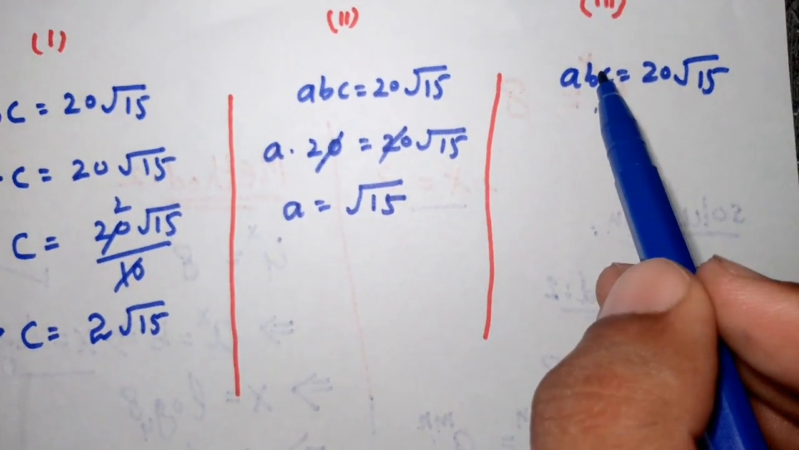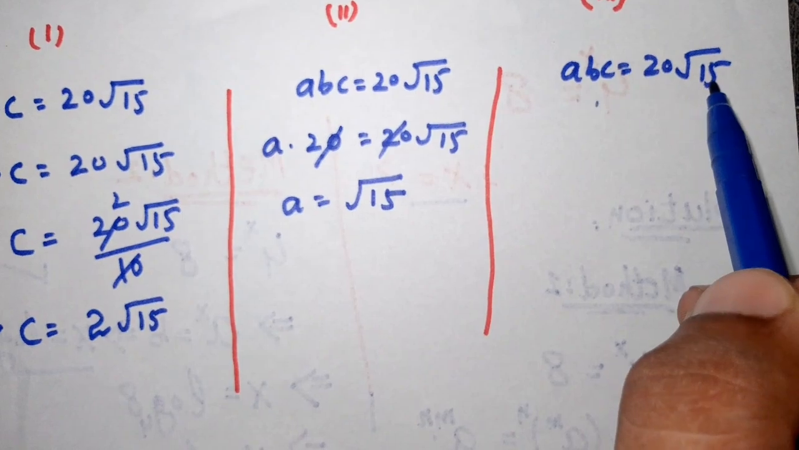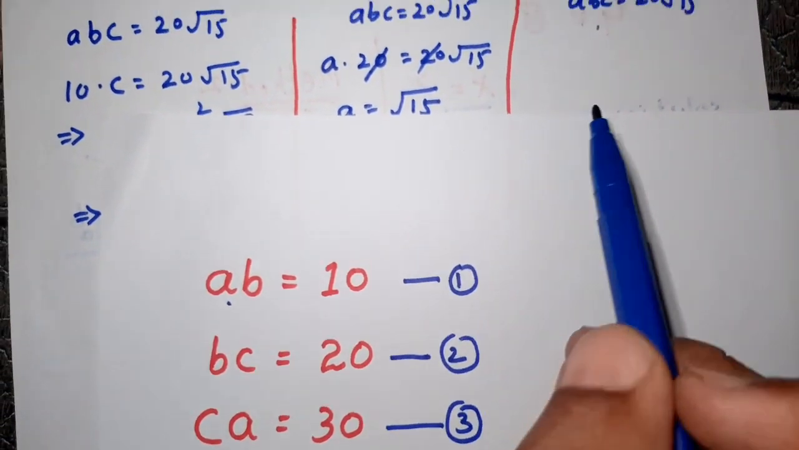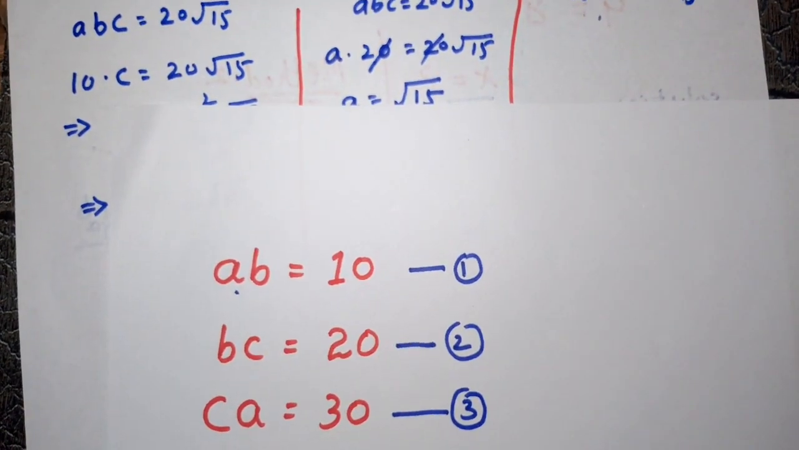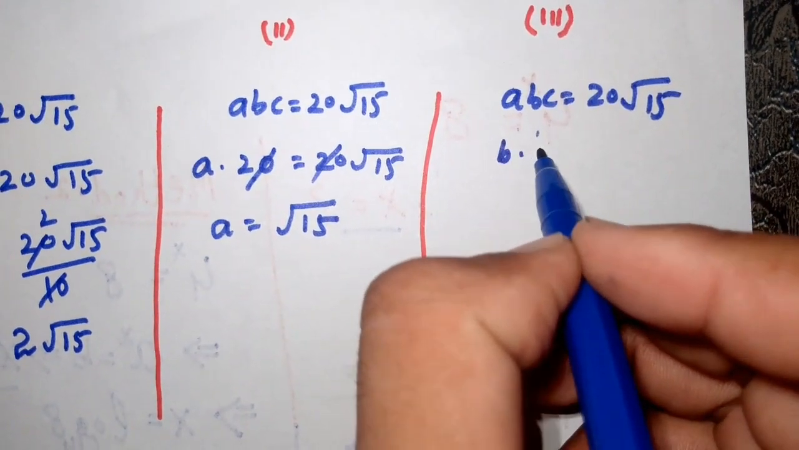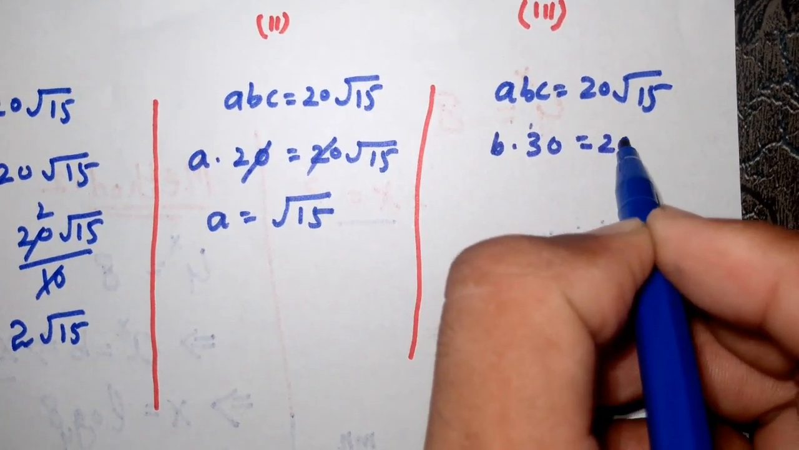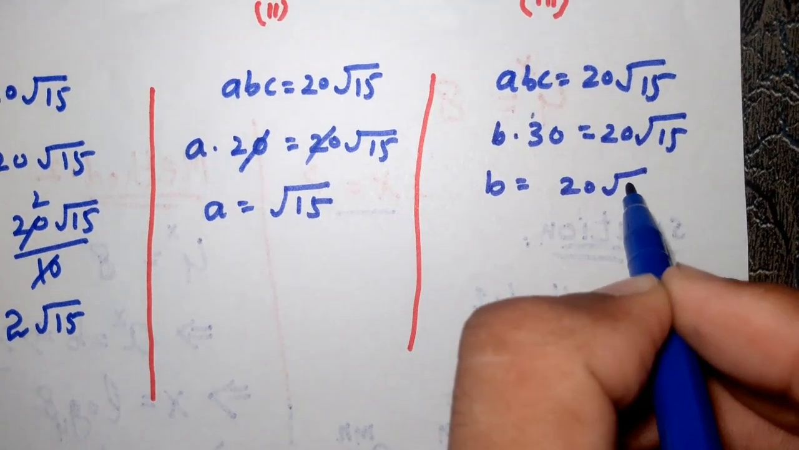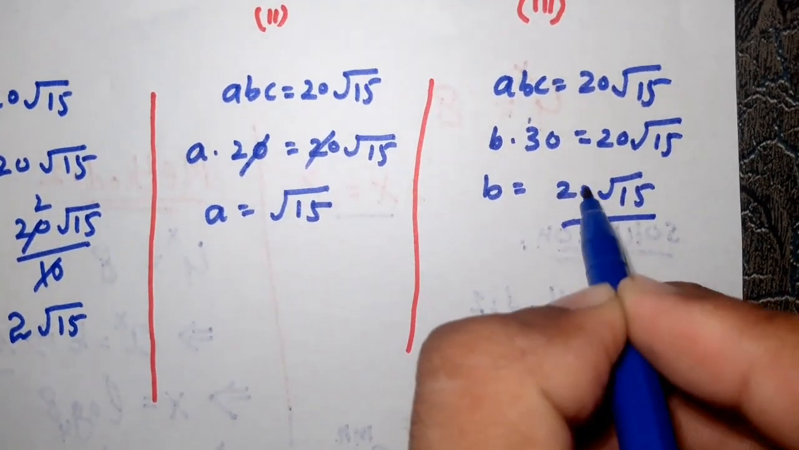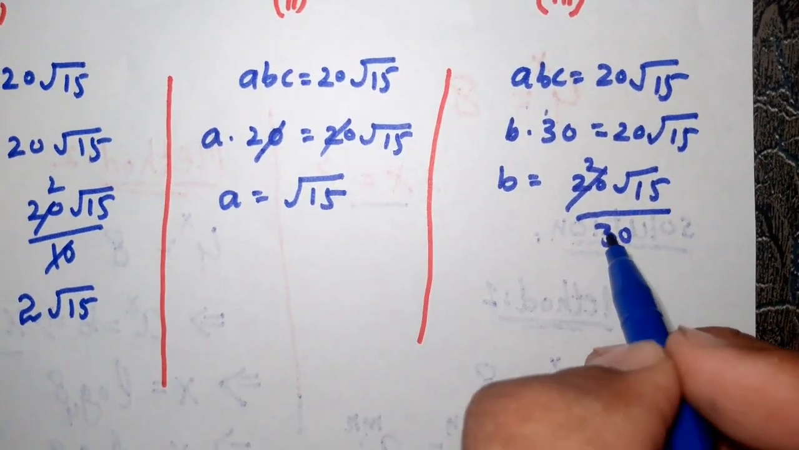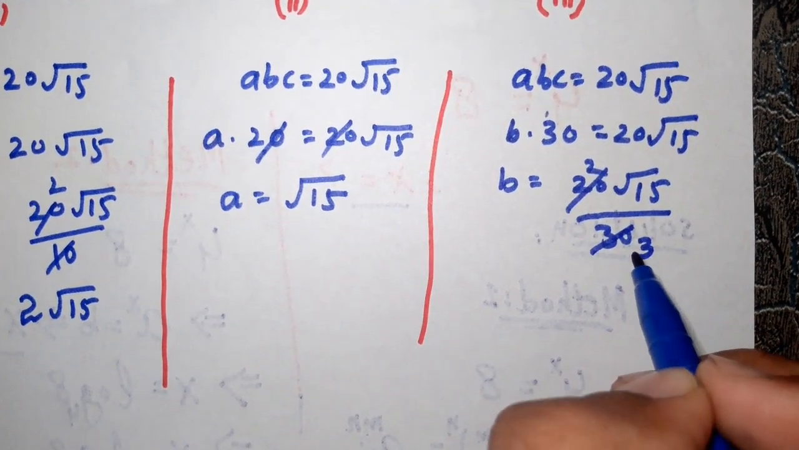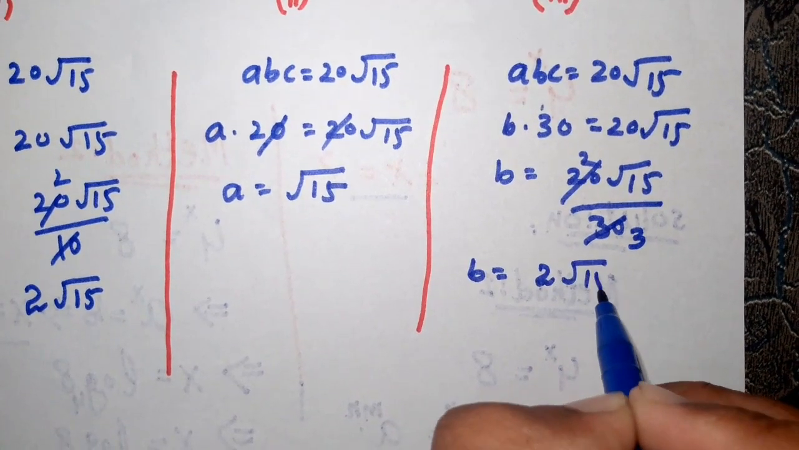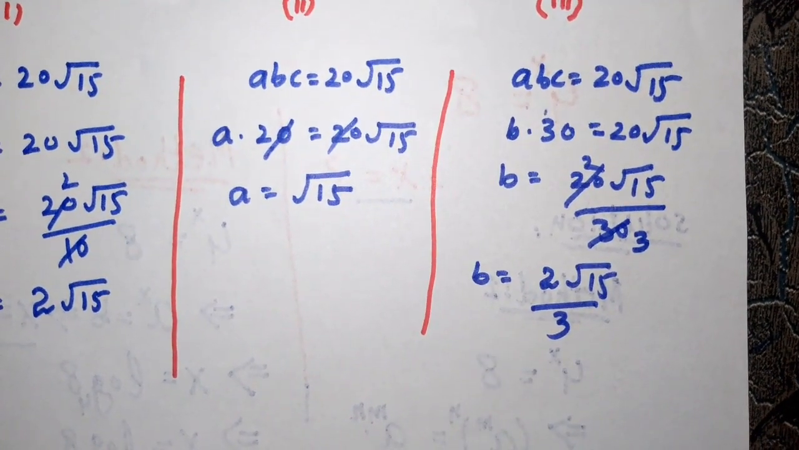Now we have to solve step 3, that is ABC is equal to 20 square root of 15. Look at equation number 3, that is CA is equal to 30. So we have to put here the value of CA, that is 30. So B multiply 30 is equal to 20 square root of 15. B is equal to 20 square root of 15 over 30. 10 twos are 20, 10 threes are 30. So B is equal to 2 square root of 15 over 3. So this is the value of B.